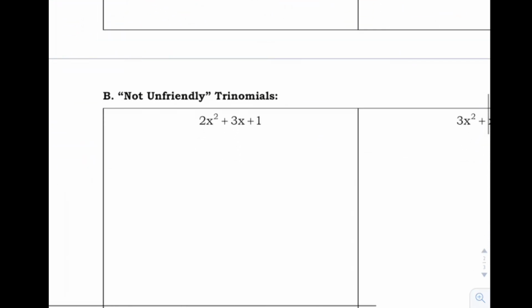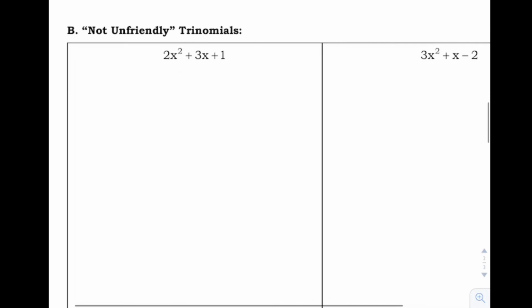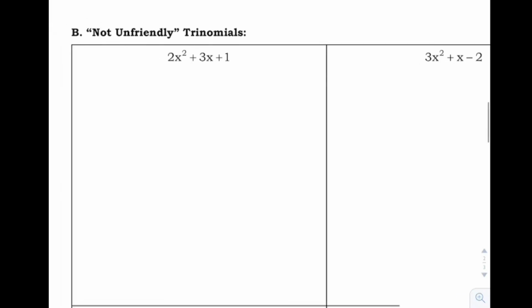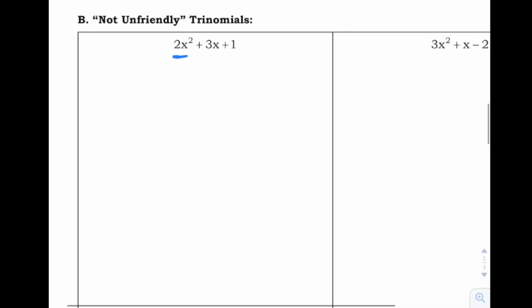Now for the, I'm not going to say they're unfriendly. They're not as friendly. We'll just call them the not unfriendly trinomials. These aren't so bad. Thing is, they're not quite as good. Why aren't they quite as good? Because we don't just start with x squared. We start with 2x squared. So that means that if I'm going to try to unfoil, I can't just put x times x. I'm going to have to put 2x times x, which is going to make it a little more complicated when I go to do my outers and inners again.